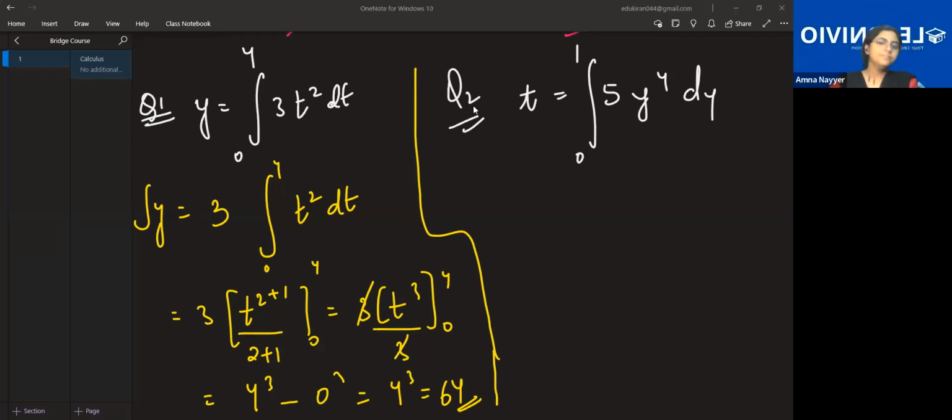Let's discuss. We have the integration of 5y to the power 4. Sidra, can you try once? Can you try this? No, ma'am. Nothing, you've understood nothing in integration.